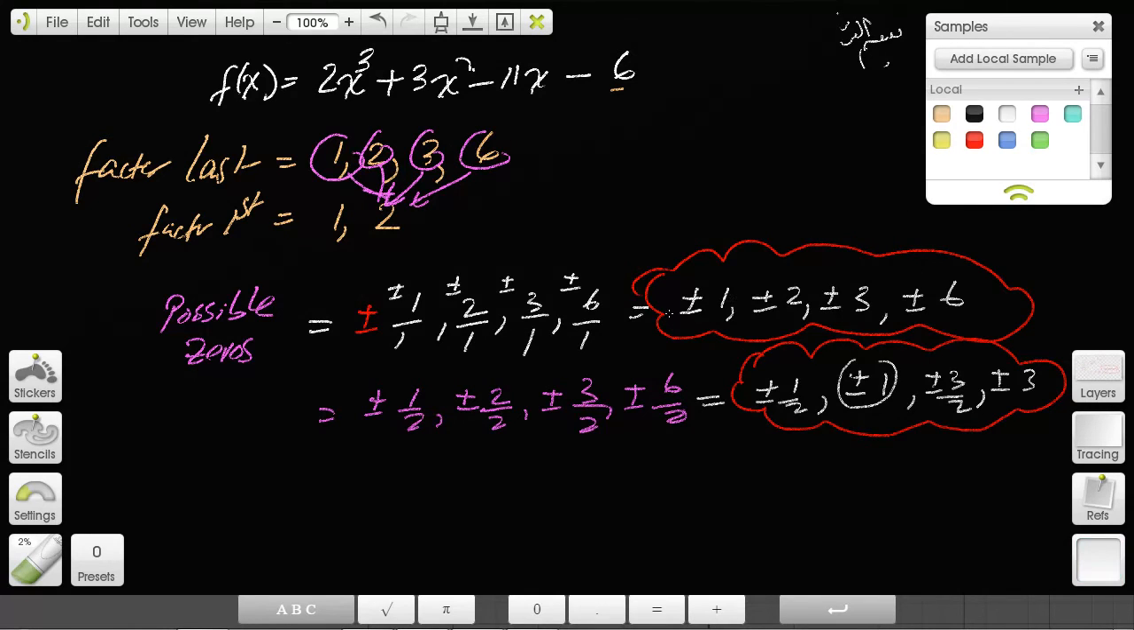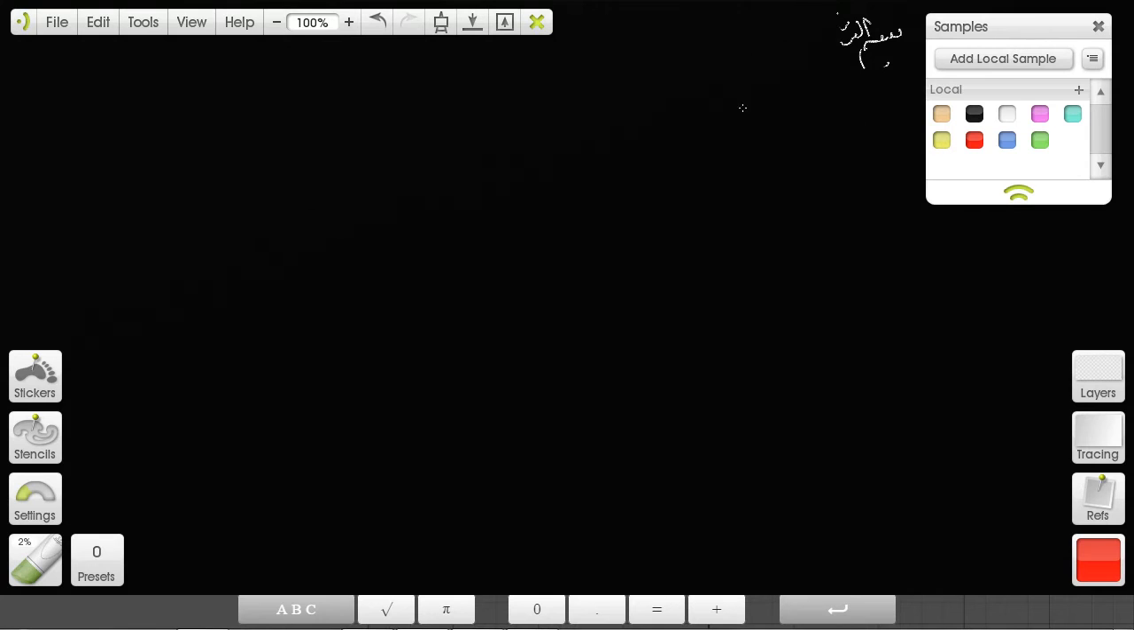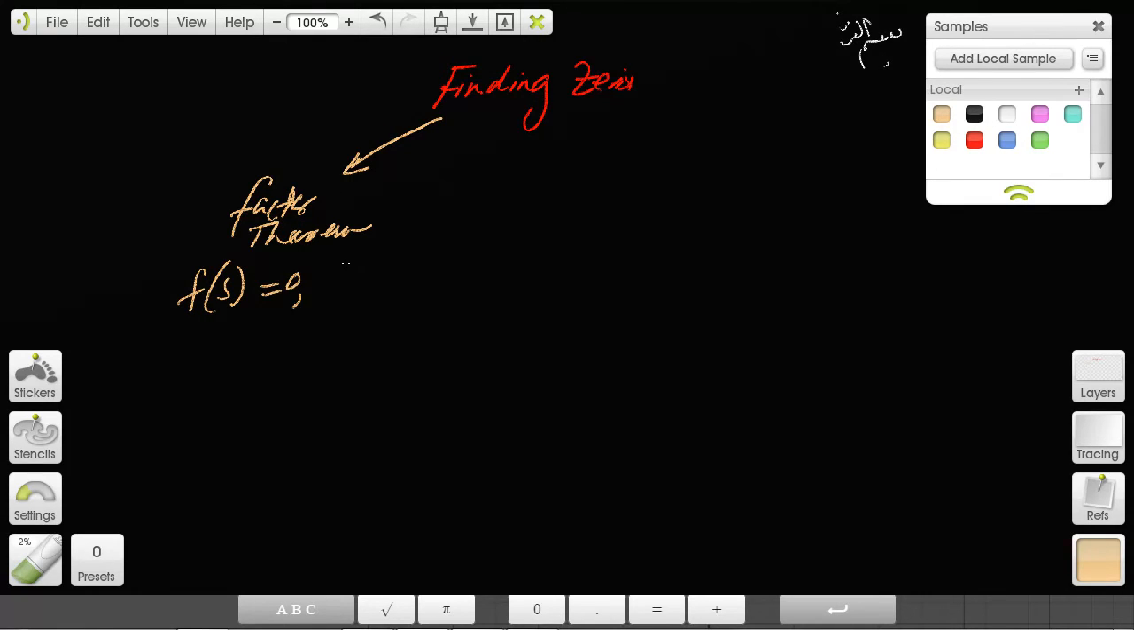Okay, so I'm going to review, and then we'll continue next time, inshallah. So in finding zeros of a polynomial function, we're going to use two things. We're going to use the factor theorem. How? We'll find out next time. The factor theorem says if f of s is equal to 0, then x minus s is a factor. Okay, that's what that theorem says.